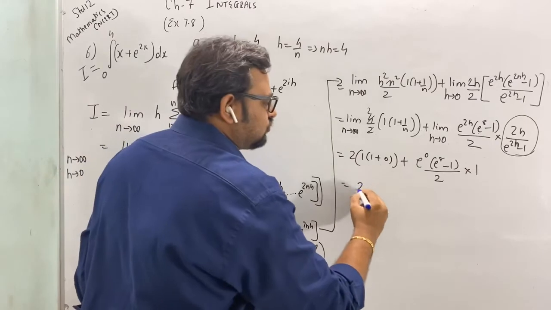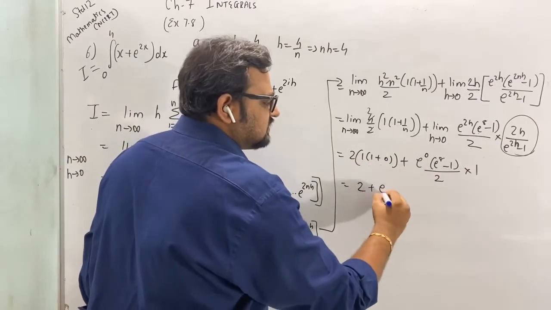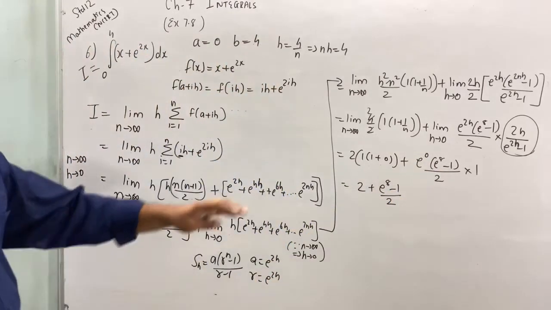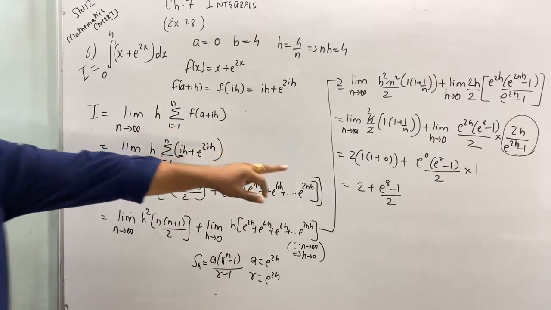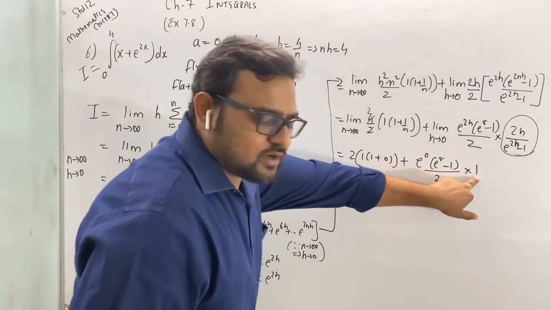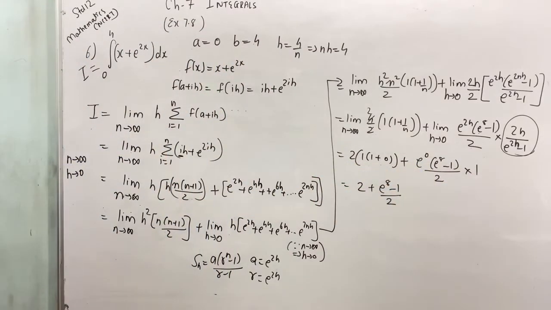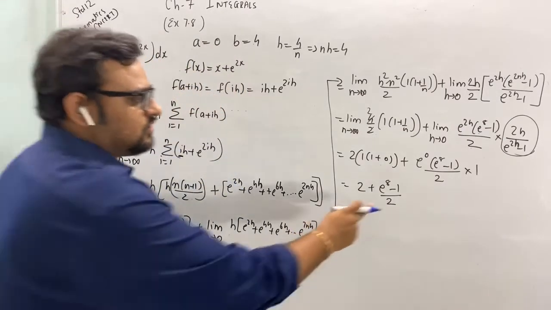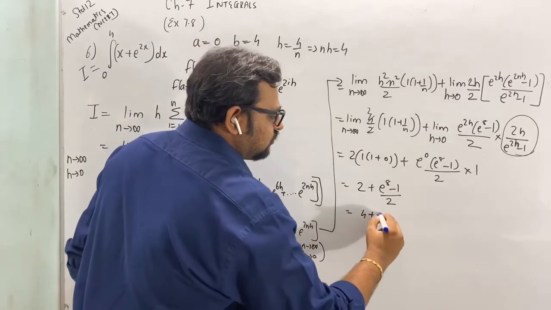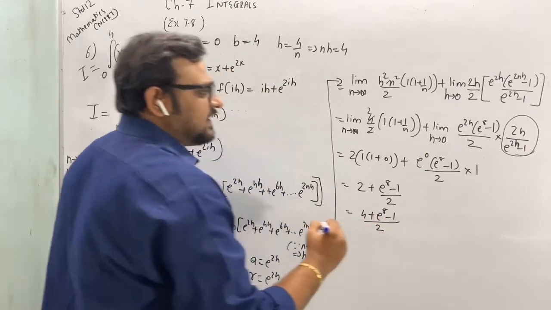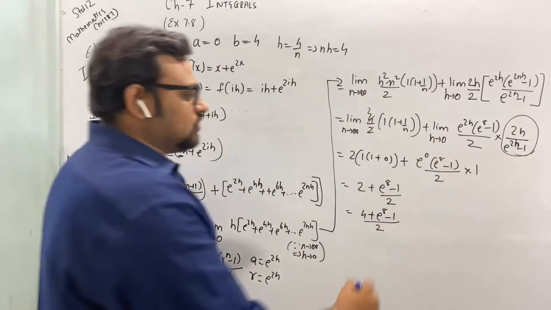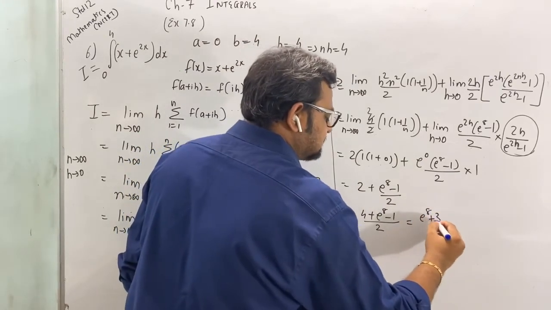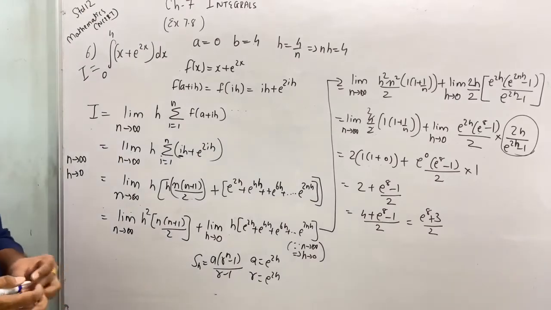Clear? So 2 into 1 into 1, 2 plus e raised to 8 minus 1 upon 2, because e raised to 0 is equal to 1, and this is also 1. So only remaining is e raised to 8 minus 1 upon 2. Clear? So now taking LCM, okay, 2 to the 4 plus e raised to 8 minus 1 upon 2. So this will be equal to e raised to 8 plus 3 by 2.